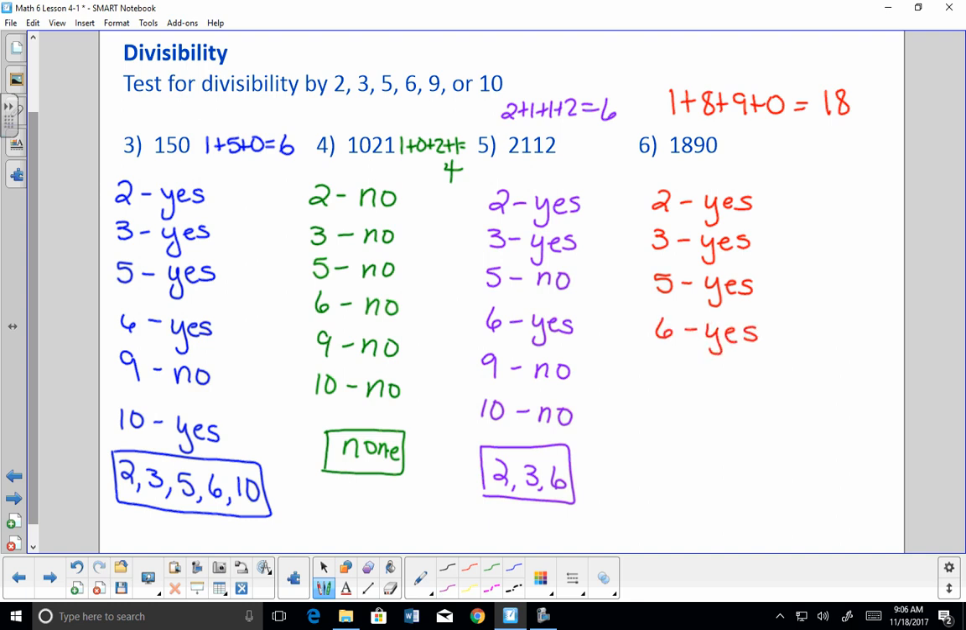Is the sum of the digits a multiple of 9? Yes, because 1 plus 8 plus 9 plus 0 is 18. 18 is divisible by 9, so this number is divisible by 9. And does it end in a 0? Yes. So this number is divisible by all of our numbers, 2, 3, 5, 6, 9, and 10.